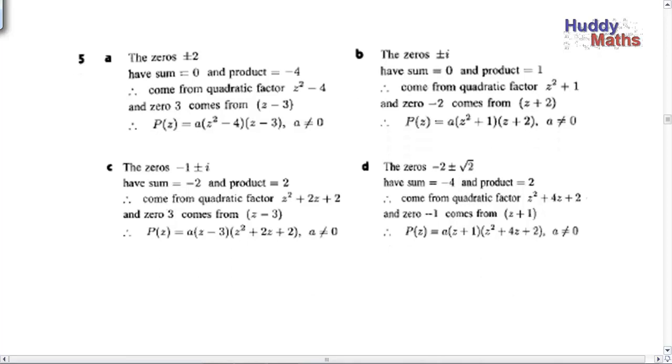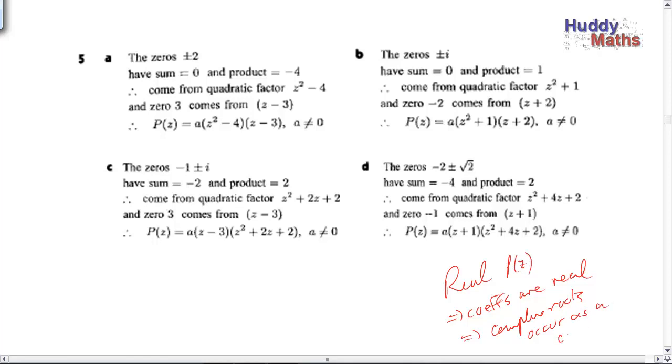Okay, so there's question 5. We've got them paired up, make the quadratic factor, and then multiply by that linear factor. We're talking about real polynomials here, and that means the coefficients are real. We can't have i's in there, which implies complex roots will occur as a conjugate pair. So they can hide in the quadratic factor. Okay, so keep thinking about that.